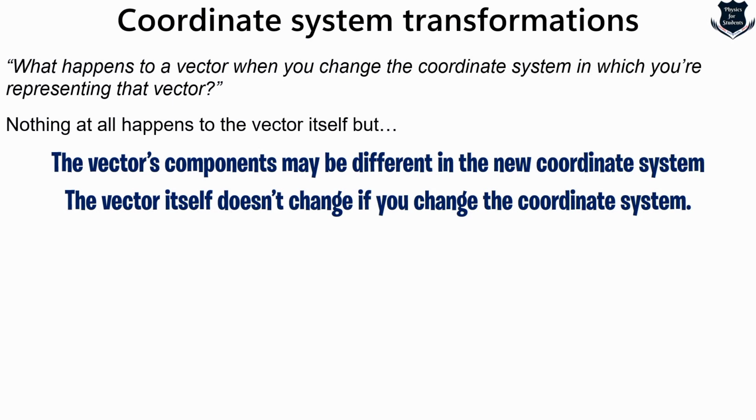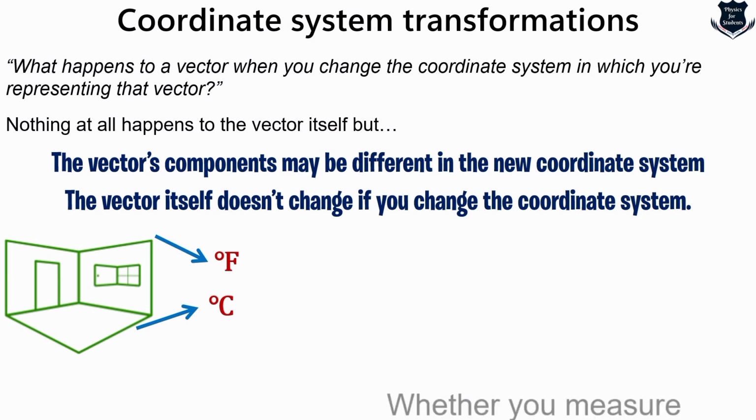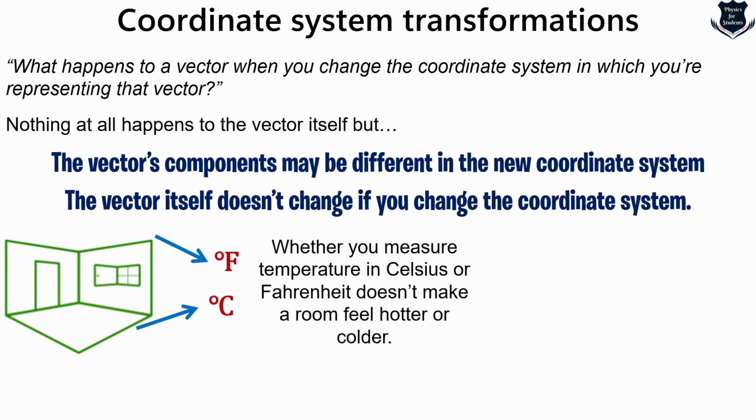Now let me explain this with a very simple example. If this is a room and we are trying to measure the temperature, whether we define the temperature in centigrade or Fahrenheit, the temperature of the room will not change, only the representation will change. Whether you measure temperature in Celsius or Fahrenheit doesn't make the room feel hotter or colder.